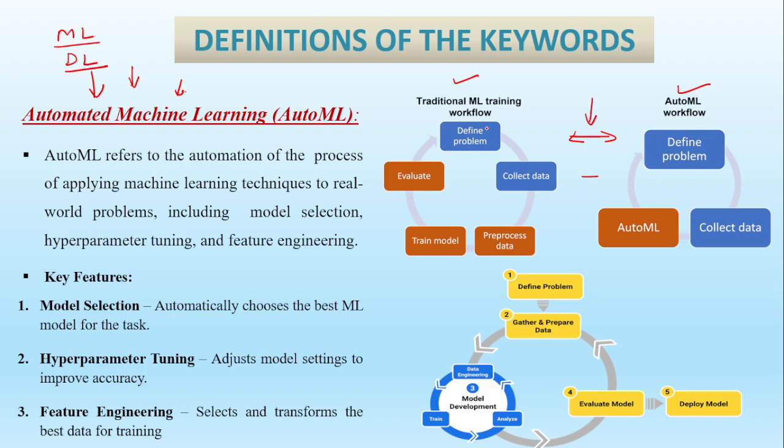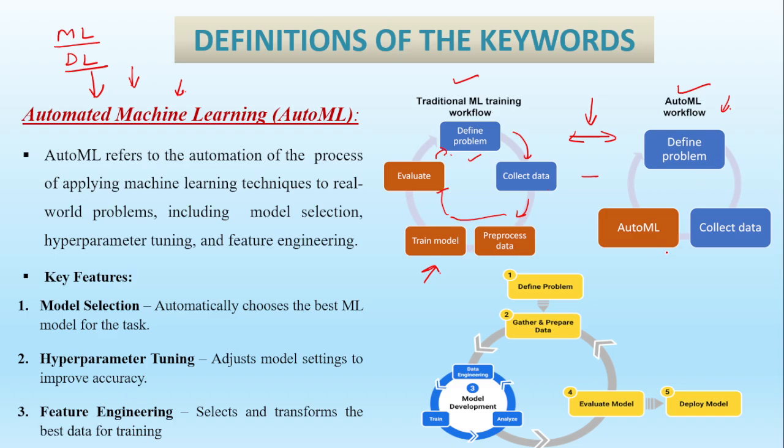So this is the traditional ML: define problem, collect data, pre-process data, train model and evaluate. Then again define model, collect data, pre-process. This is sometimes a manual process that we need to carry out in a traditional model.